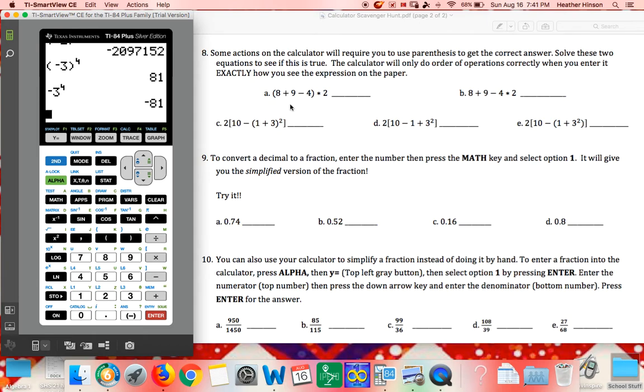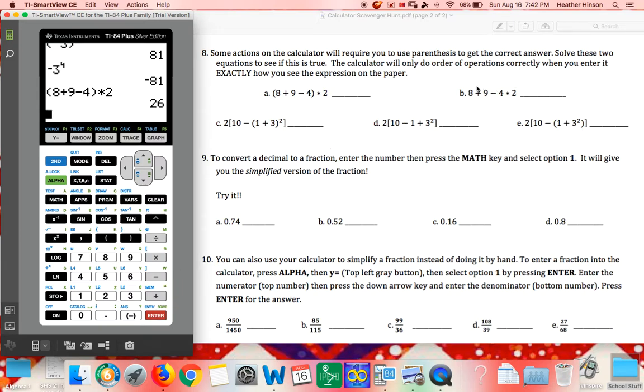So for A, plug it in exactly how you see it. We have a parenthesis, 8 plus 9. This is a minus sign. Because it's not the first thing in the group, it's a minus sign. It has to be first to be a negative. And then 4, close your parenthesis, times 2 outside. We'll see what we get for that one.